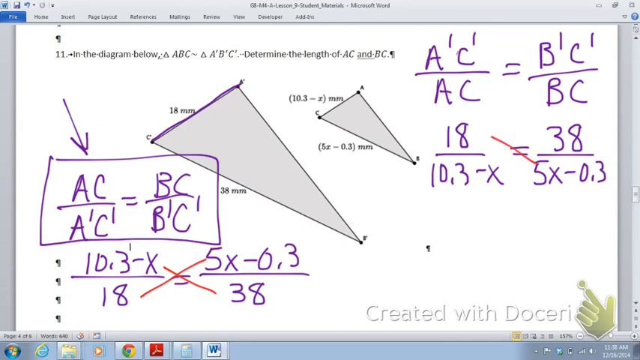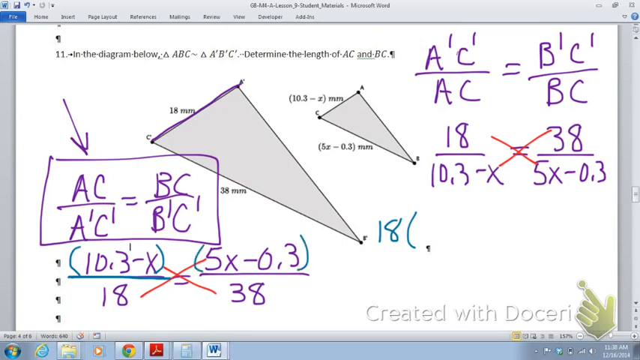Well, notice that the cross products in both of these proportions are the same. So it's going to lead to the same equation in the end, which is going to be this one. It's going to be 18. Now remember, grouping symbols, when you have a fraction bar, that's actually a grouping symbol. It's the same as if you had parentheses. So that's why we don't need to put them here.